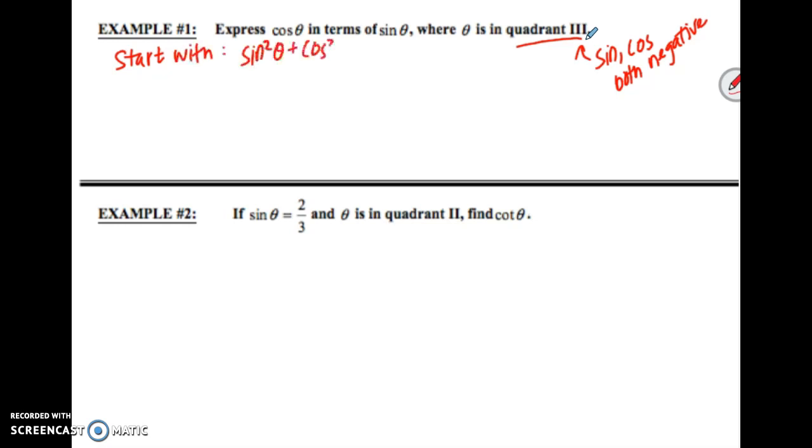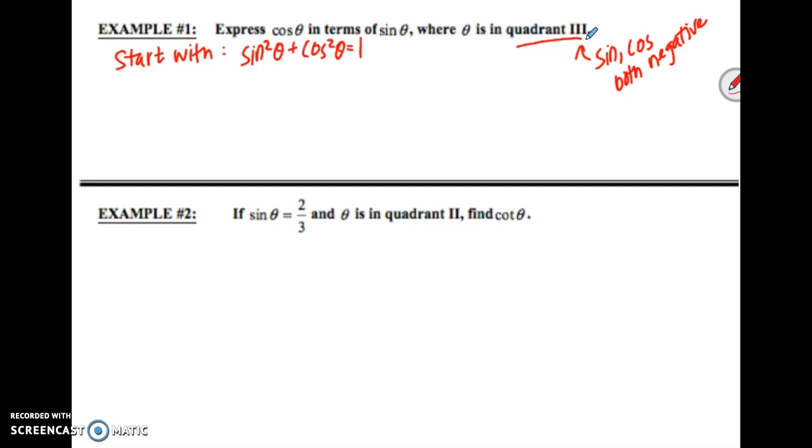Example 1, it tells us to express cosine of theta in terms of sine of theta, where theta is in quadrant 3. The knowledge that theta is in quadrant 3 tells us that sine and cosine are both negative. So first, to express cosine of theta in terms of sine, we want to start with the Pythagorean identity. Sine squared of theta plus cosine squared of theta equals 1.